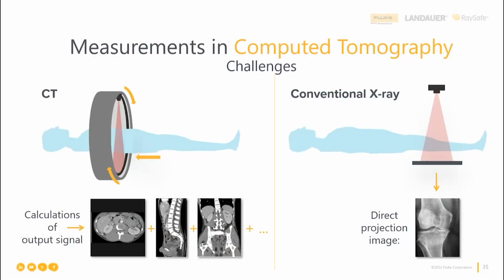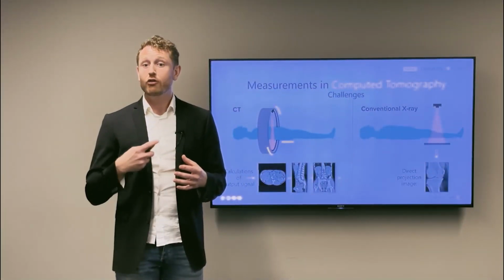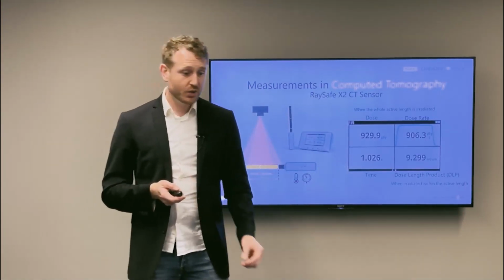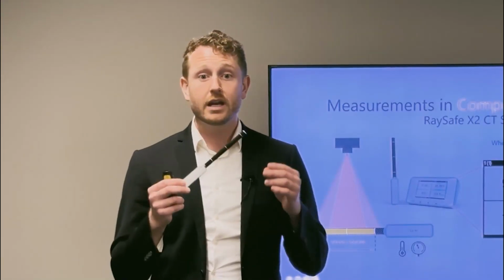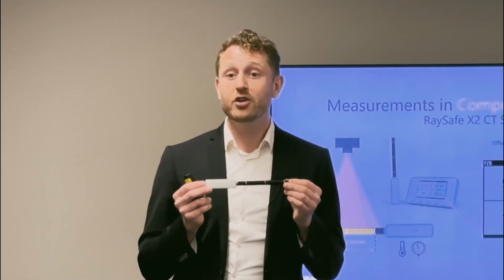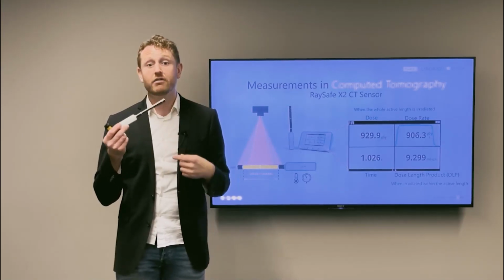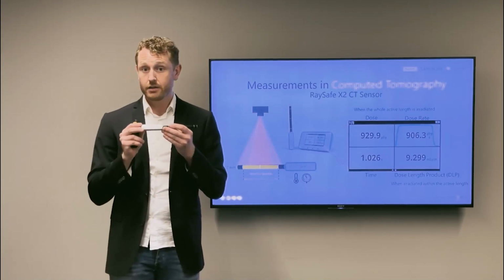A computed tomography or CT machine uses a thin beam that rotates around the body. To be able to measure dose properly, the sensor must be able to pick up radiation from the whole 360-degree rotation. The X2 CT sensor is a pencil-shaped ion chamber with an electrometer built into a compact unit. Since it is an ion chamber, it will pick up the radiation for the full 360-degree rotation of the CT X-ray tube. It has a built-in pressure sensor and a thermometer.